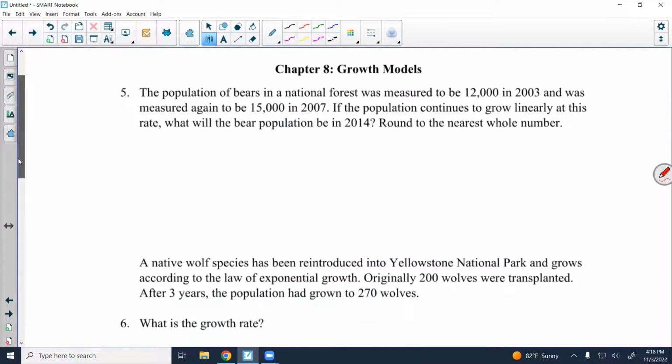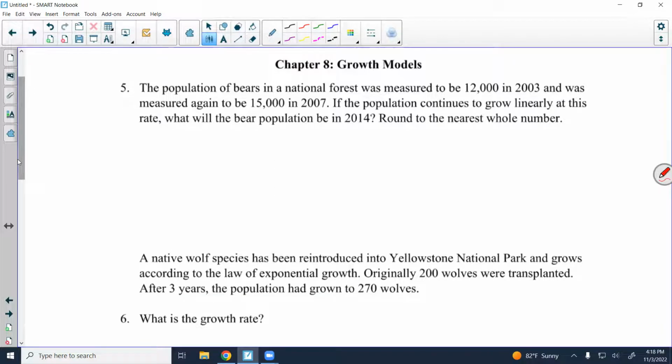Growth models. This should look very familiar. The population of bears in a national forest was measured to be 12,000 in 2003, and was measured again to be 15,000 in 2007. The population continues to grow linearly. So it tells you which formula to use. At this rate, what will be the bear population in 2014?